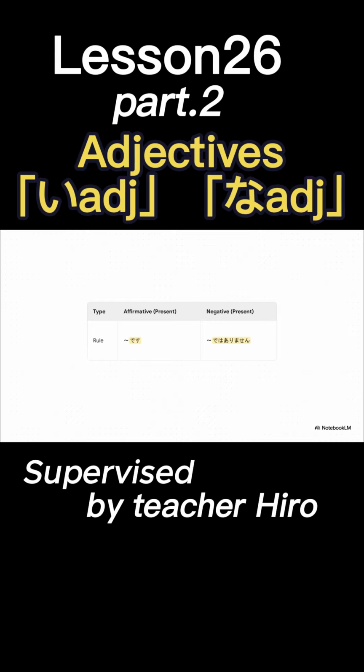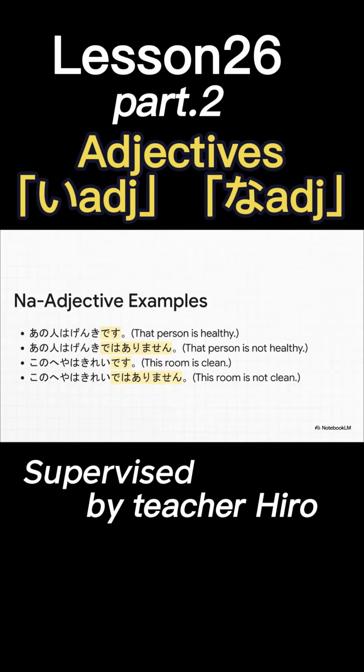To make it positive, you add desu. To make it negative, you leave the adjective totally alone and just swap desu for dewa arimasen. The change is external. It happens completely outside the word. Let's look at this with some examples. So take genki, meaning healthy.